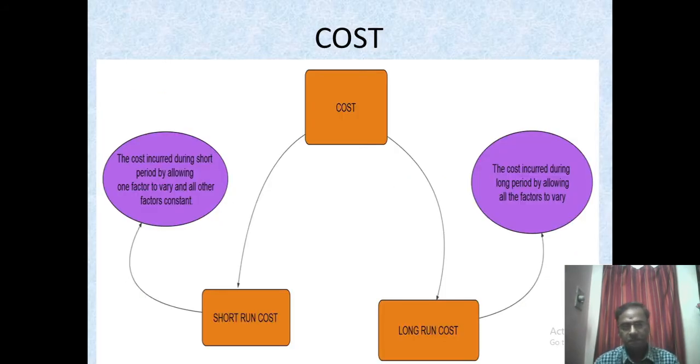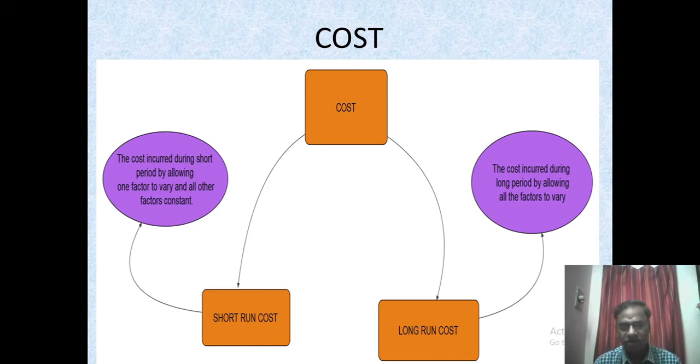Next one is the cost. There are short run costs and long run costs. Short run cost: in the short run, the short period, we cannot increase all the factors. Land, labor, capital, organization are there. All the factors we cannot increase during the short period. We can increase only laborers during the short period. So the cost incurred during the short period, by allowing one factor to vary and all the other factors constant, is known as short run cost.